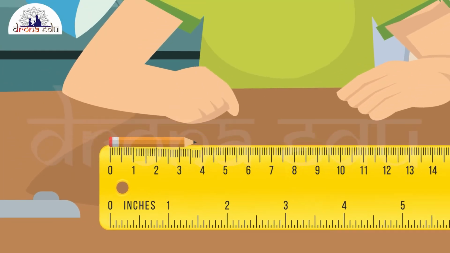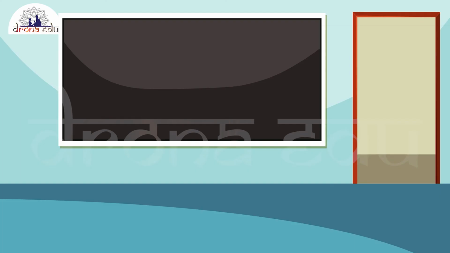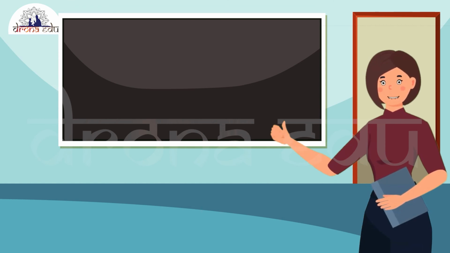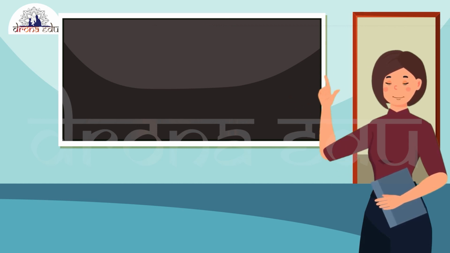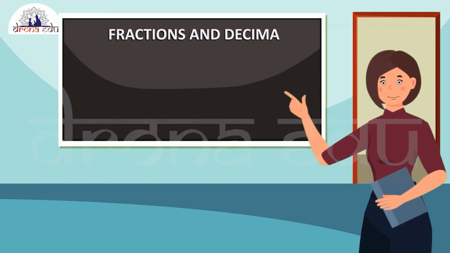So likewise, we can measure many different objects. Sometimes we get point values, so those numbers are said to be decimal numbers. And this is about the chapter fractions and decimals.